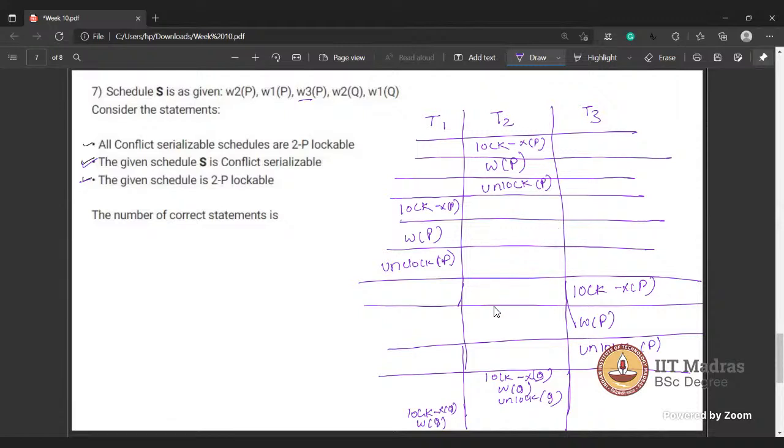So see, there are two different data items, P and Q. So you can also apply an exclusive lock on Q in this position, because T1 did not write or read Q, and T3 also did not read or write Q. So you can also apply an exclusive lock in this position, before unlocking P.